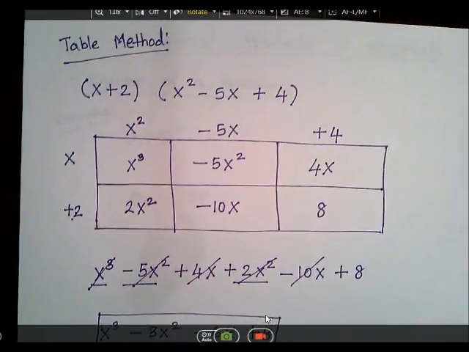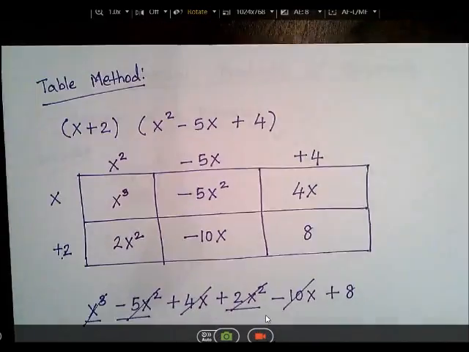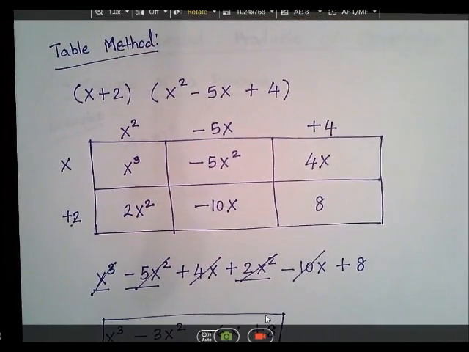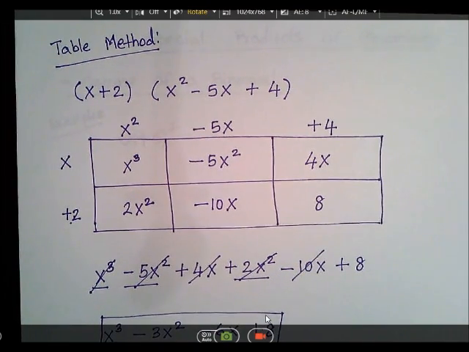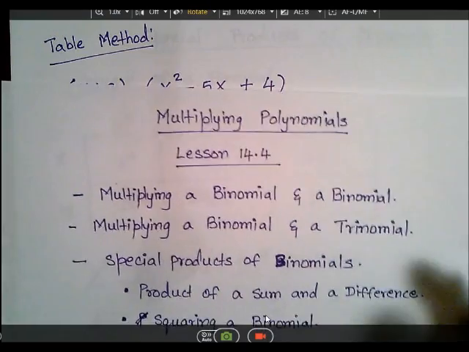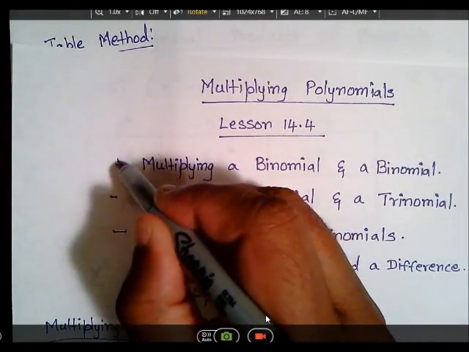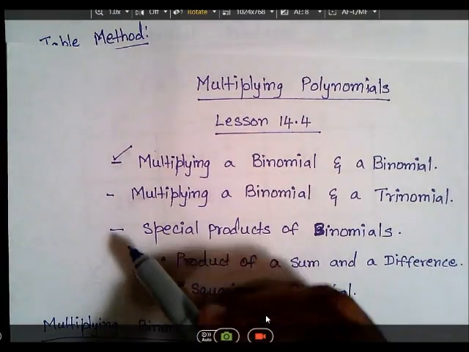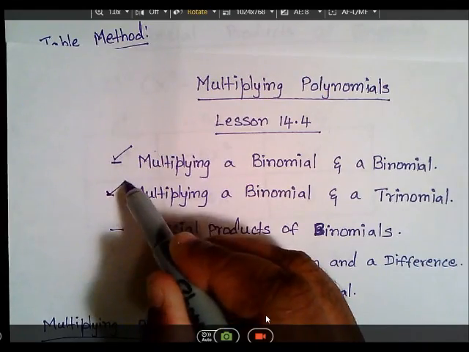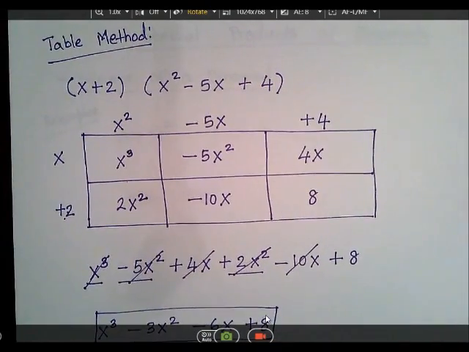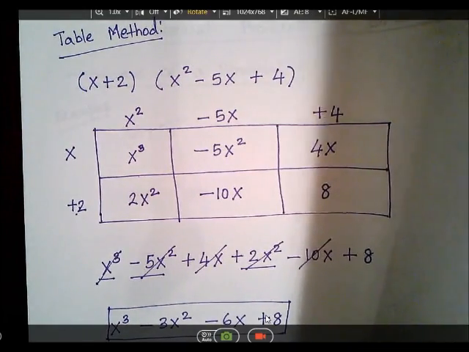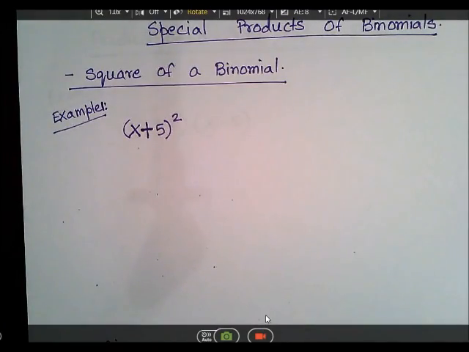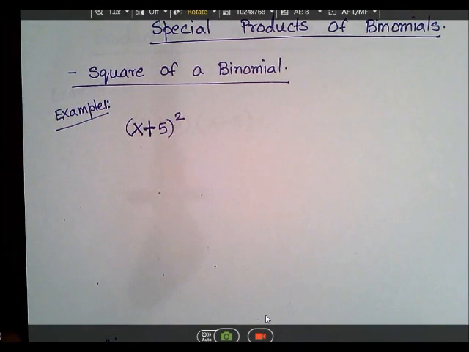Alright. So here are 2 methods that we learned about how to multiply a binomial and a trinomial. Out of the 3 topics that we talked about, we have covered 2 topics. We have seen multiplying a binomial and a binomial, and we have seen multiplying a binomial and a trinomial. The next topic is special products. Special products of binomials.